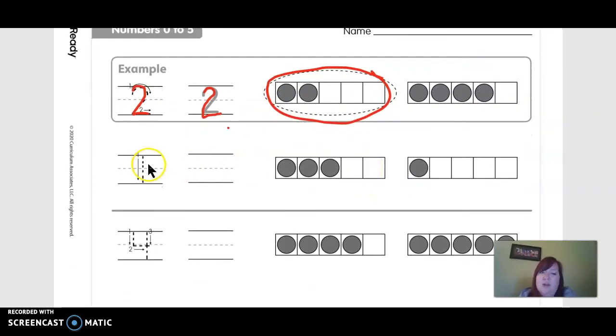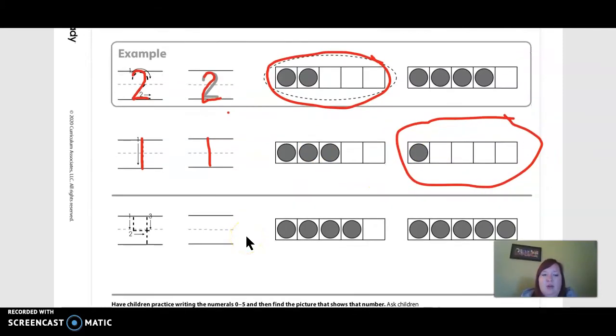Okay, what number do we have here? You're right, that's the number 1. Remember, with number 1, we just do top to bottom. Traced it, now I'm going to write it. Now I have to find out which 5-stick is the number 1. Does this have 1 dot? It has how many? 3, so is that it? Nope. What about this one? Yes, this is the 1.